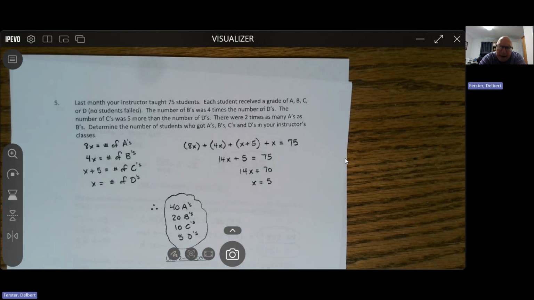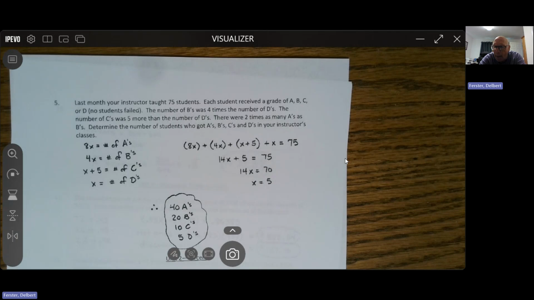So it sounds to me like B's are based on D's. So if I just had that to deal with, I tend to say, let's let X represent the number of D's. Reading on, we're going to see if we can find out anybody who's at the bottom of that relationship stack.